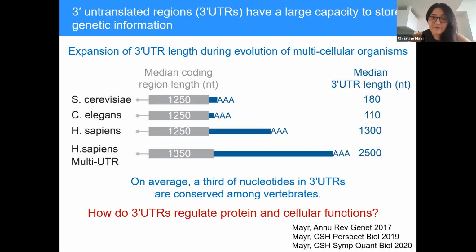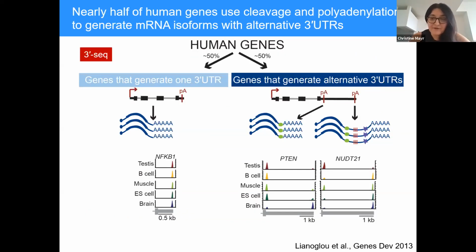When I started my lab, I wanted to study 3' UTRs, but at the time, 3' UTR boundaries were not very well annotated. So we developed a sequencing method that allows us to identify all 3' ends of the transcriptome. That method is called 3'seq. And we applied it to many different cell types and tissues.